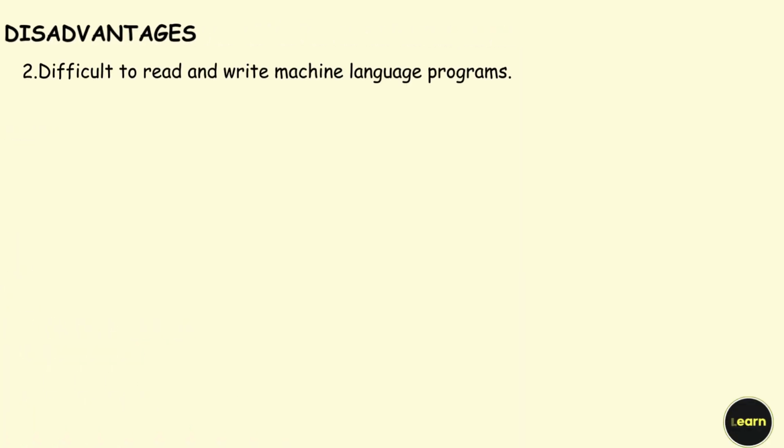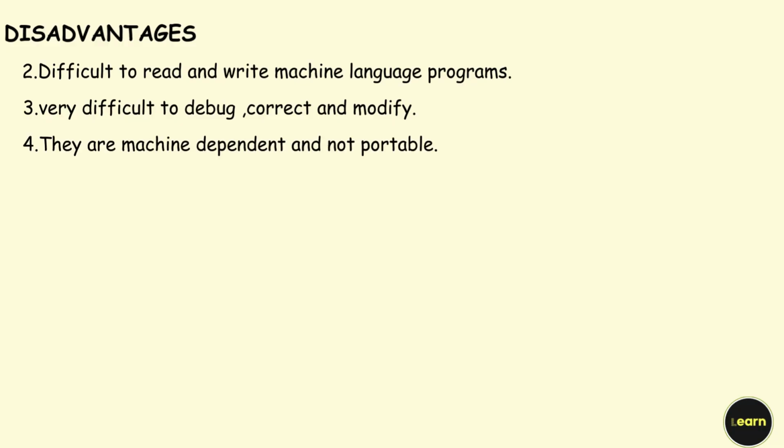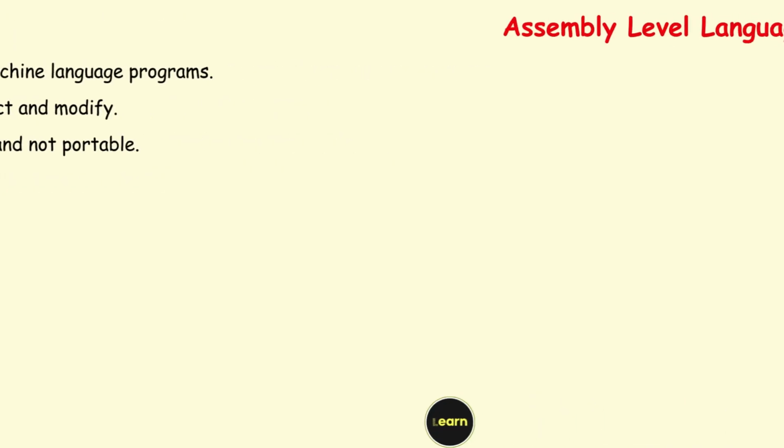2. Difficult to read and write machine language programs. As we have taken an example previously, we can observe that remembering zeros and ones is quite a difficult job. 3. Very difficult to debug, correct and modify. 4. They are machine dependent and not portable, which means they cannot be adapted across platforms. 5. It is an unstructured language, which is free form and often chaotic, lacking clarity or order.